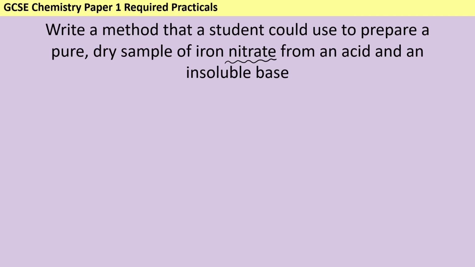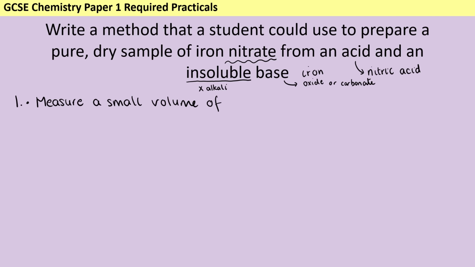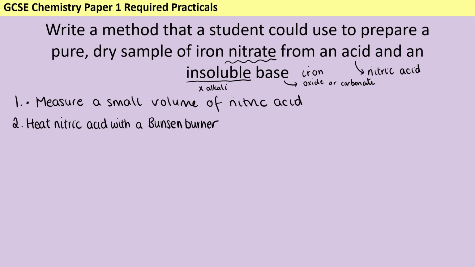This is an example of a typical 6-mark question around this first required practical. So we'd identify that for iron nitrate, we'd be wanting to use nitric acid, and since they've just said an insoluble base, that means that we can use either iron oxide or iron carbonate. We need to make sure that we're talking about measuring out the nitric acid and then heating it in order to make that reaction go faster.